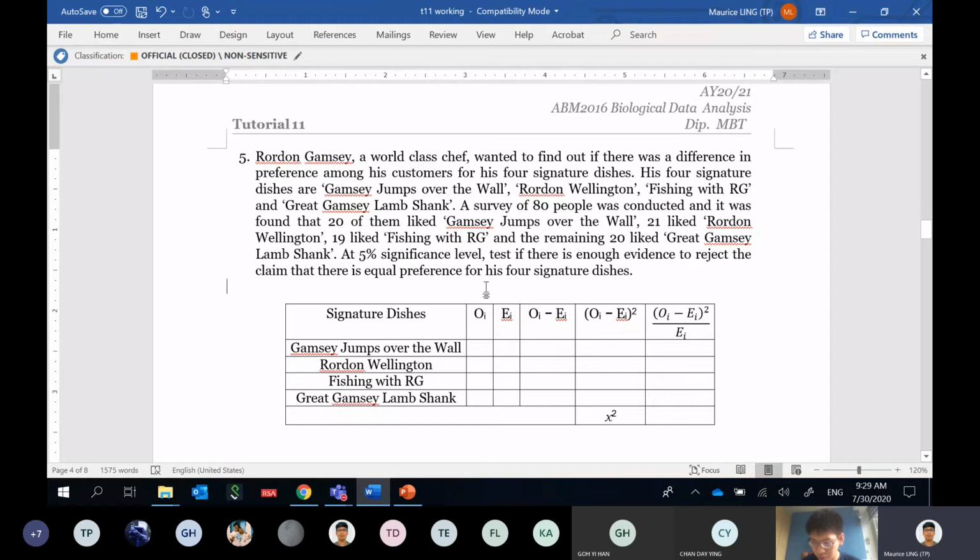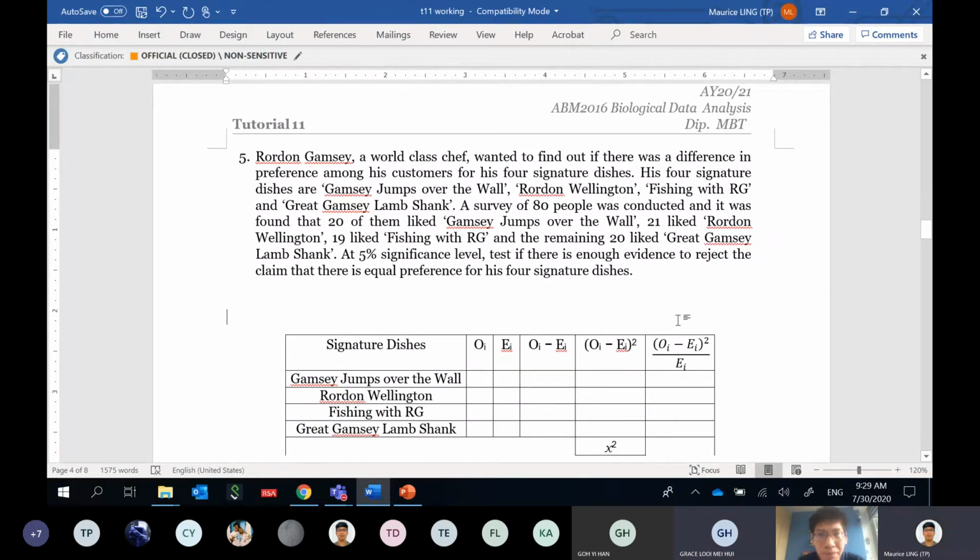So what will be the null hypothesis? The null hypothesis is that there are equal preferences for the four dishes. Okay.